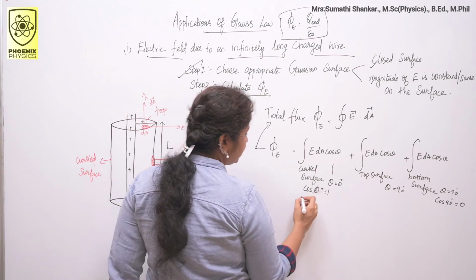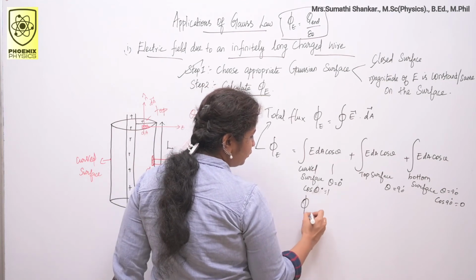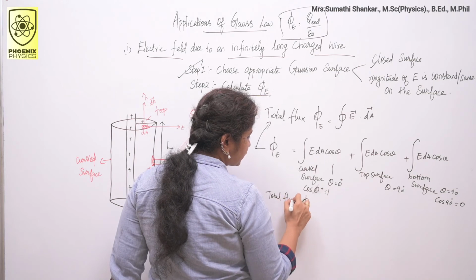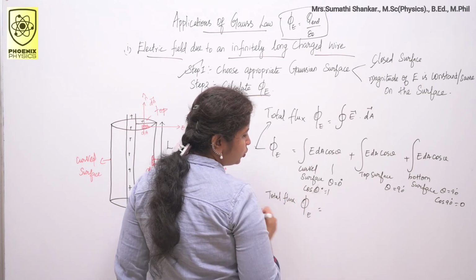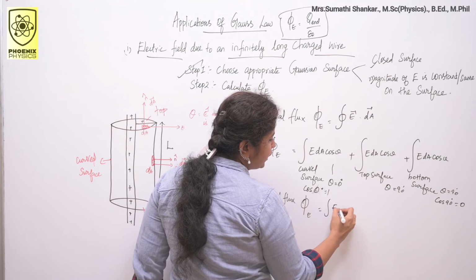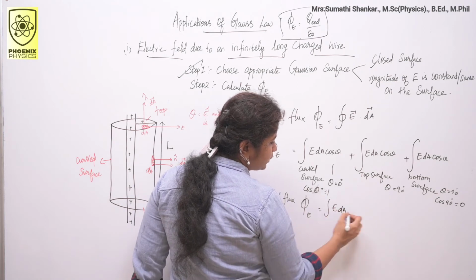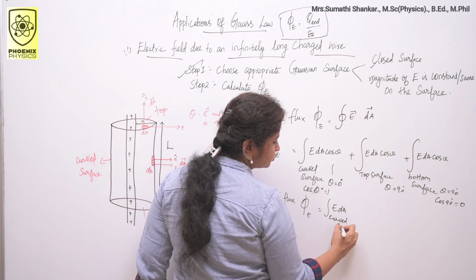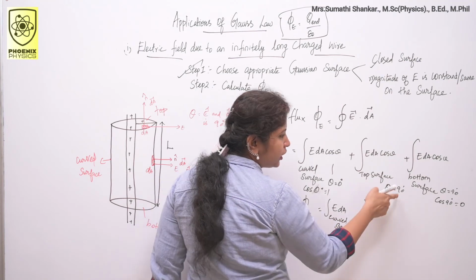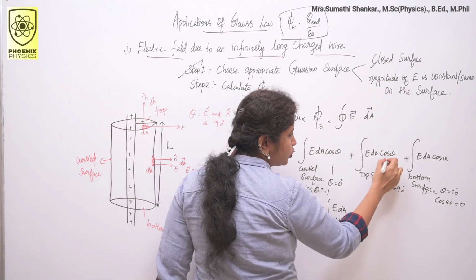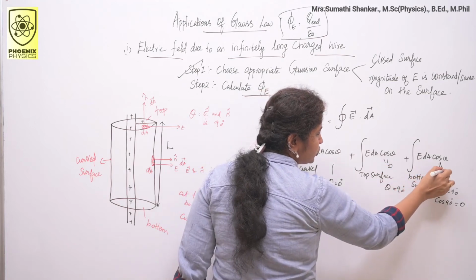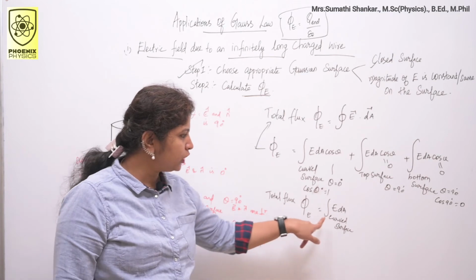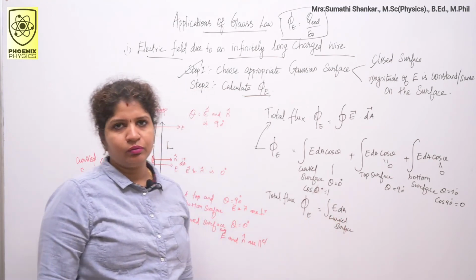Then how do you write the equation? The total flux phi E is equal to integral E dA alone. This E dA is for the curved surface. Because here theta equals 90 degrees, this will become 0 and this will become 0. So finally, total flux phi E is equal to integral E dA.